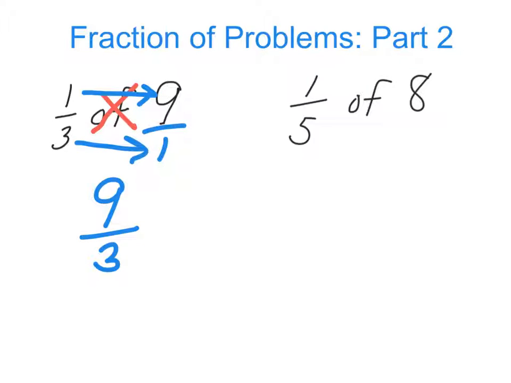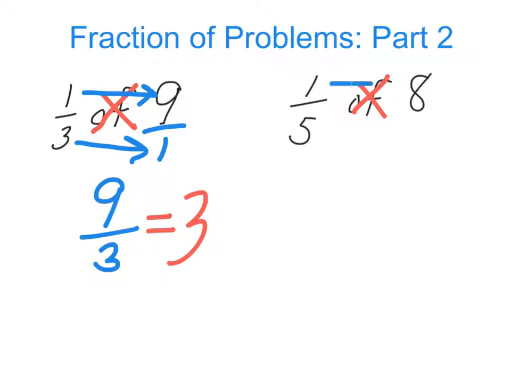So when you do 3 times 1, it does equal 3. Now our final step here is that, as you notice, 9 divided by 3 goes in equally, and we get a whole number answer of 3. Alright, but what happens if we have a problem like this next one here, where we have 1/5 of 8? Okay, well again, we said of means times.